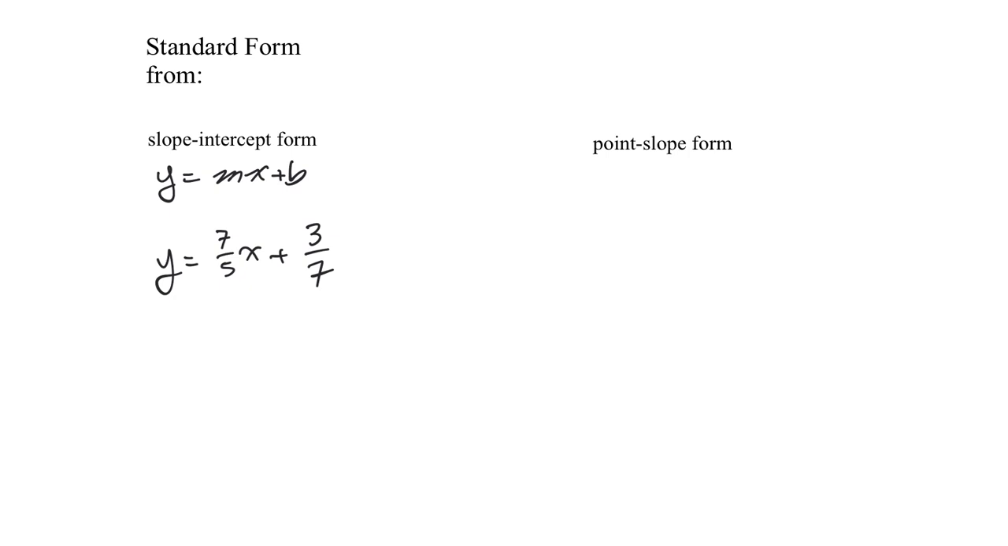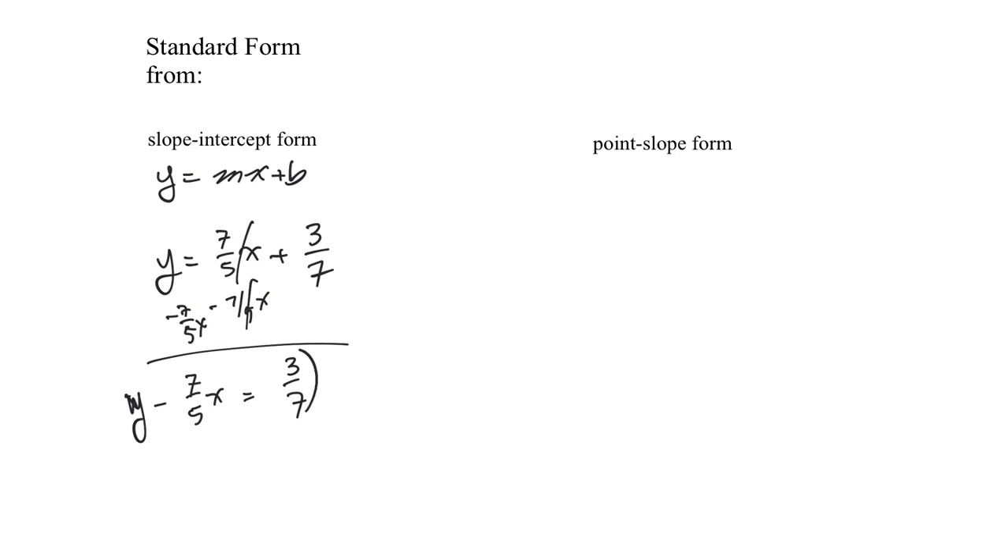So the first thing I'm going to do is subtract 7/5 x from both sides to get this out of there. I get y minus 7/5 x equals 3 over 7. We want integers. So I'm going to multiply both sides by 35, or in other words, 7 times 5. It's the only way to get rid of both denominators. Okay? 7, those canceled out, and I get 15.